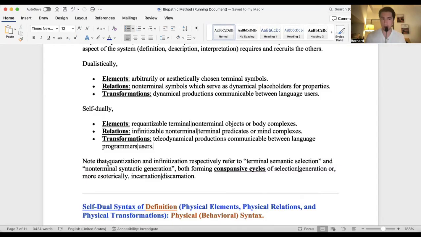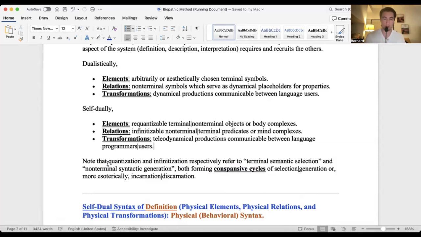So we should understand that, but we should also start to understand that the self-dual form of an element is a terminal non-terminal object. The self-dual form of a relation is a non-terminal terminal predicate, and the self-dual form of a transformation would be a teleodynamical production, readable, communicable between language programmers and users, which means that what we now think of as, well, we have a bunch of material objects out there in a vast universe. We don't know why the universe came into being, and we don't really understand how the objects relate to each other, but let's use the scientific method to understand it.